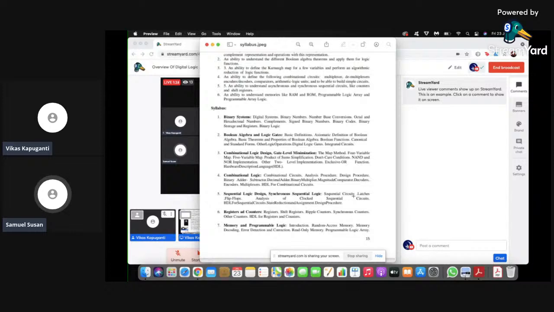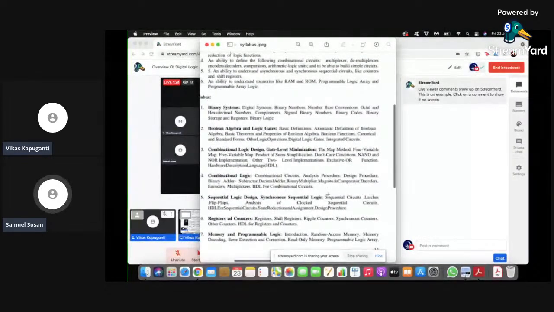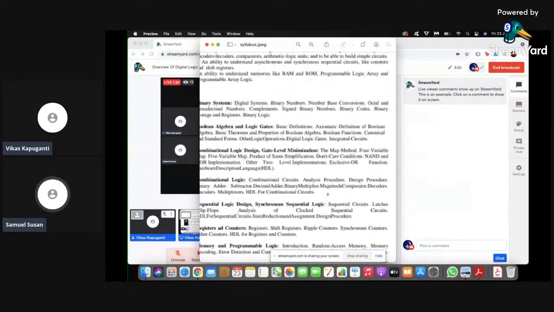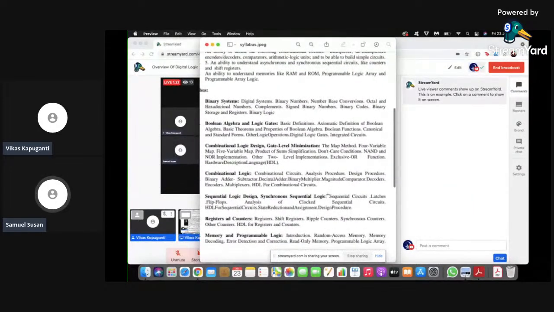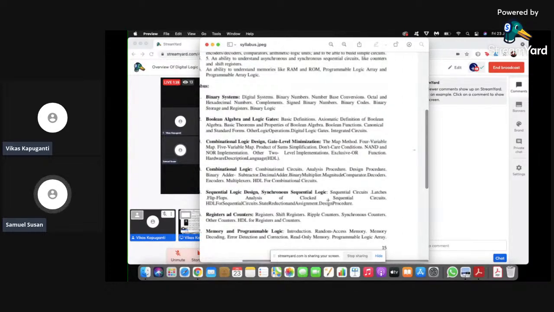I guess you can zoom in on the syllabus because we noted everything on the screen. So just zoom in. Coming to the first chapter, second chapter, third chapter, and fourth chapter. And also we have the fifth chapter for the examination, which is sequential circuits.